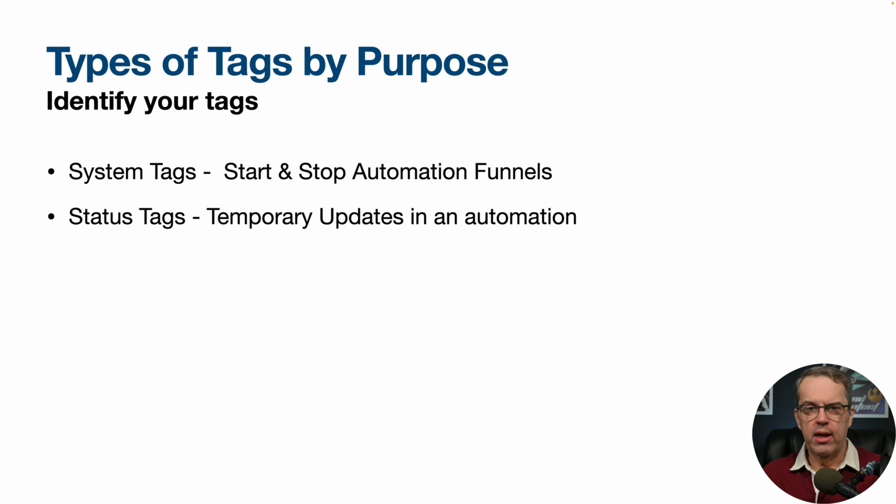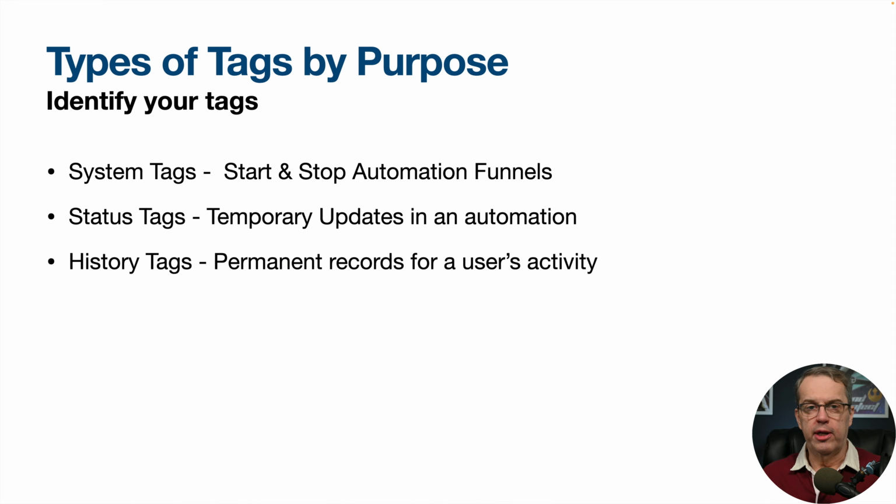Status tags, to me, are temporary tags, and I use them inside of an automation. As I'm going through that workflow, I'll create and remove different status tags. It'll tell me what part they're in or what automation they're in. That way I can see very quickly and easily who's interacting with me in a given automation or in a given sequence that was kicked off by an automation.